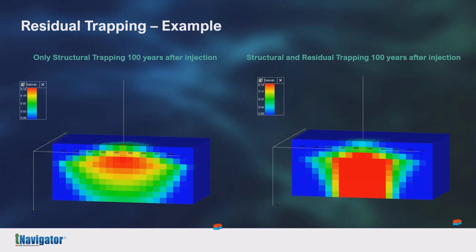The example that I had from before is now on the left-hand side with only structural trapping after 100 years of injection. And on the right-hand side, we can see structural and residual trapping after 100 years of injection. And you can clearly see that more of the plume is retained within the injection site as compared to only structural trapping.